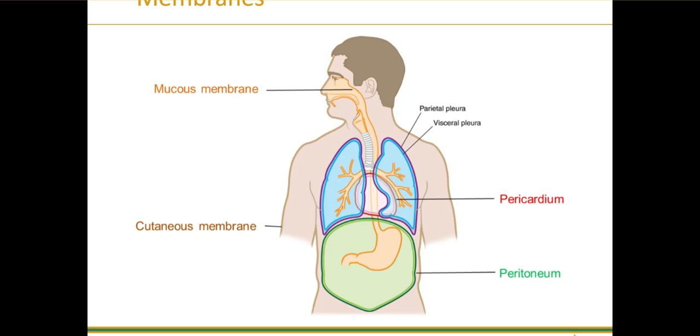You have the pleural membrane, which surrounds each lung and thoracic cavity. You also have the pericardium, or pericardial membrane. It surrounds the heart. And the last one is called the peritoneum, or peritoneal membrane, and that lines the abdominal cavity and covers the abdominal organs. So all three of these are called serous membranes, and it's a thin layer of connective tissue.